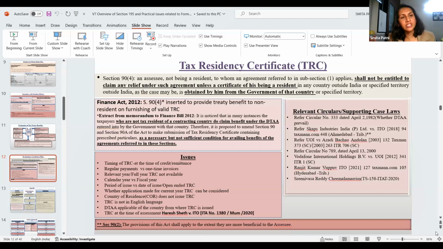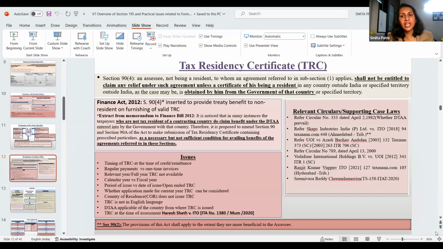There is a specific Circular 333 which was issued after Azadi Bachao Andolan. Azadi Bachao Andolan is a landmark Supreme Court case, and it's a very old case. It was specifically for the Mauritius Treaty. It says that even if there is no substance over form, if a plain vanilla TRC, tax residency certificate, is provided, then no questions are asked. That should suffice for him to get the tax benefit. This circular was issued long back in the year 1982 itself. So that supported that the tax residency certificate is the conclusive evidence for providing tax treaty benefits.